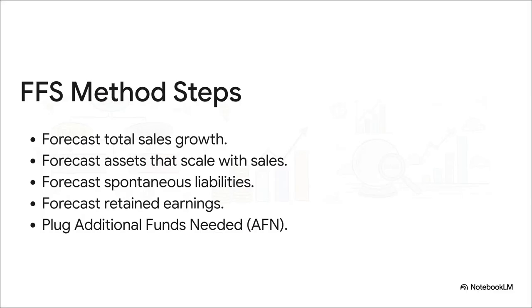Now, if one of those what-if scenarios involves some massive growth, you need to figure out exactly how to fund it using the Forecasted Financial Statement Method, or FFS. It's a pretty straightforward step-by-step process. First, you forecast your total sales growth. Then you calculate the new assets you will require to actually support those sales. Next, you subtract the spontaneous liabilities that naturally just rise along with your sales, think accounts payable, and you subtract the retained earnings you plan to keep. Whatever's left over, that's the plug. And that plug is your additional funds needed, or AFN. It tells you exactly how much external financing, whether that's bank loans or issuing new stock, your planned growth is going to require.